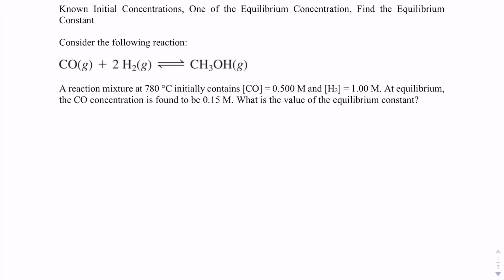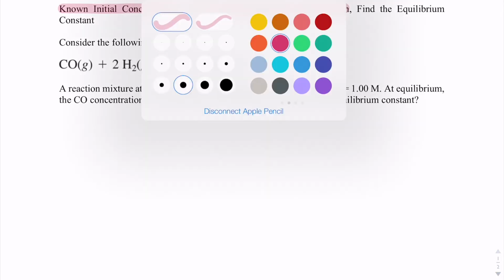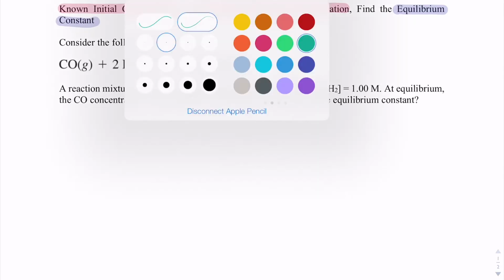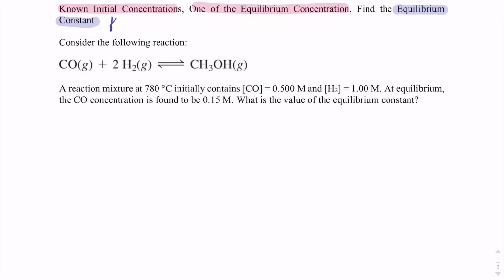Hello everyone, today we're gonna do an example question on calculating equilibrium constant. For this situation we have to know the initial concentration and one of the equilibrium concentrations, and you're looking for the equilibrium constant, Kc.